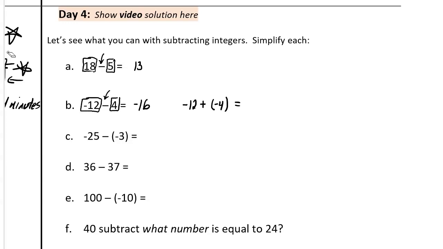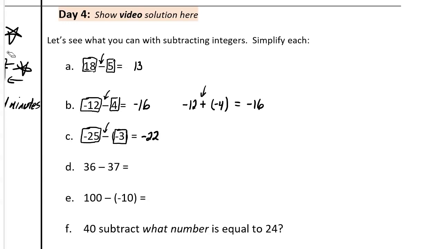Sometimes it's easier to change subtraction problems into adding problems because then you can apply rules that you know about adding integers. Now, of course, you need to know those rules, and we'll practice them in our class this year. The result is negative 16. Now, question C. The first number is negative 25. The second number is negative 3, and the operation is to subtract. Negative 25 subtract a negative 3 is negative 22.